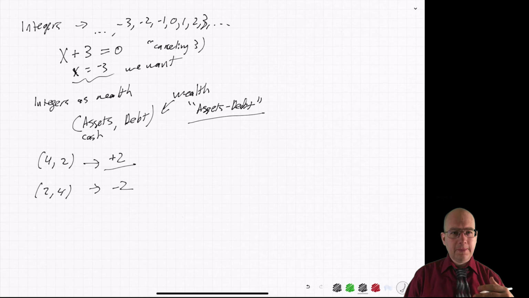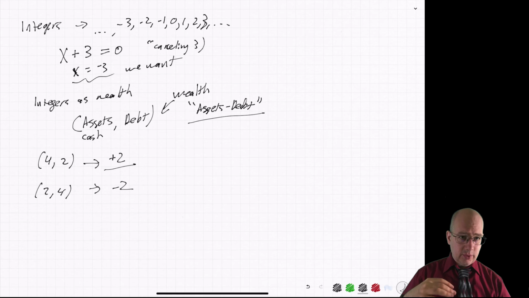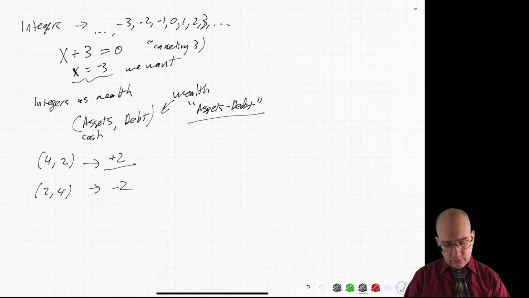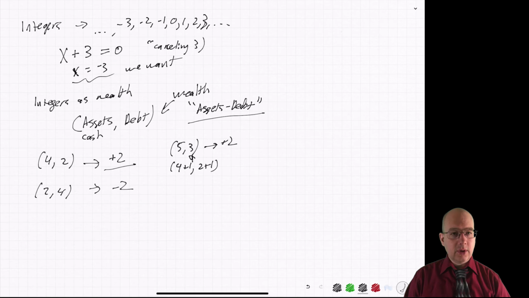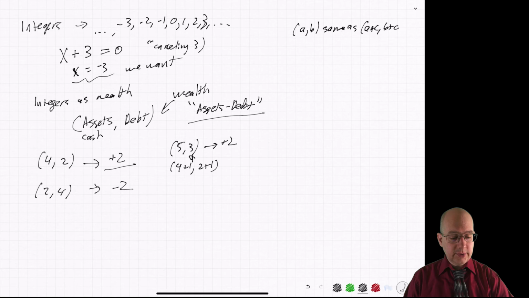And so what you can do is, anything that gives you the same total wealth is equivalent. So like (5, 3), that's also +2, right? And what did I do? I added 4 plus 1 and 2 plus 1, right? So basically (A, B) is the same as (A plus C, B plus C), right? And then you sort of get your canonical forms.